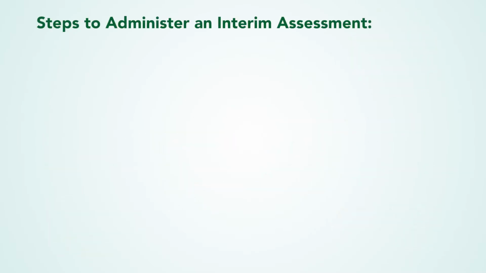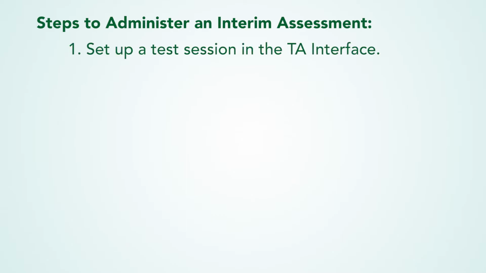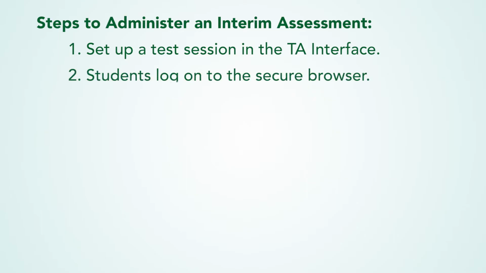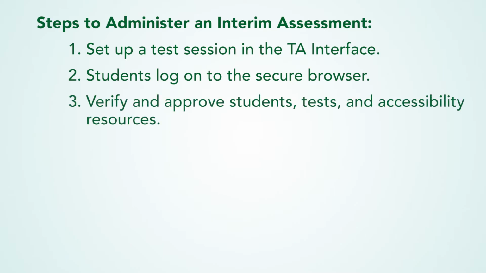Let's first go over the overall steps to administer an interim assessment in a standardized manner before going through the steps in more detail. First, the test administrator, or TA, will set up a test session in the TA interface, which includes selecting the assessment or assessments that students will be taking. Second, students log on to the secure browser. Next, before the students can get into the test itself, the TA will need to verify and approve the students, tests, and accessibility resources. Once approved by the TA, students can begin testing.